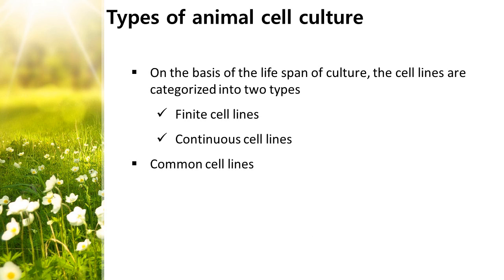Next comes the type of cell culture based on the lifespan. As I told you, if the cell lines can divide for a particular number, we can call them finite cell lines, and another one is continuous cell line. Apart from that, the cell lines we have derived are categorized under common cell lines. So first we will discuss the previous one, primary cell culture.